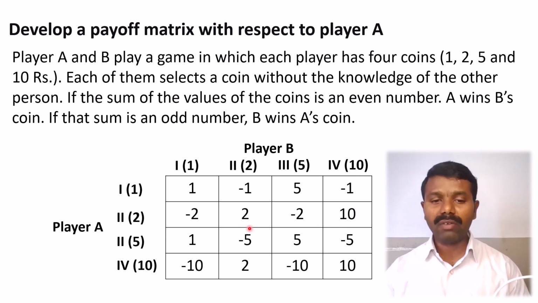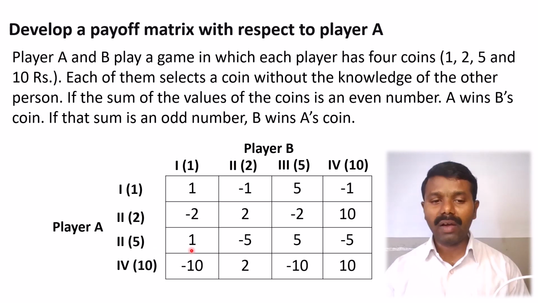Player A selected 2 rupees, player B selected 10 rupees. The sum will become an even number. Even number means the total money will go to player A, so 10 rupees is the profit for player A. Then the third row: he is selecting 5 rupees, this is strategy 3, and here he is selecting 1 rupee. So 5 plus 1 is 6 rupees, so the profit is 1 rupee.